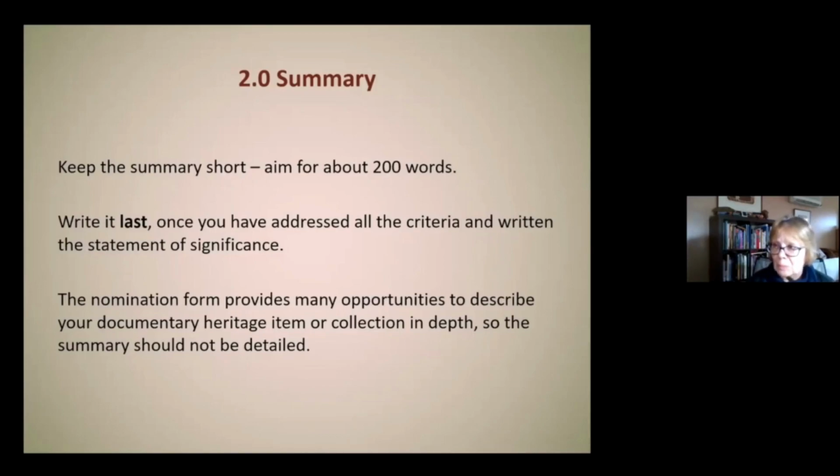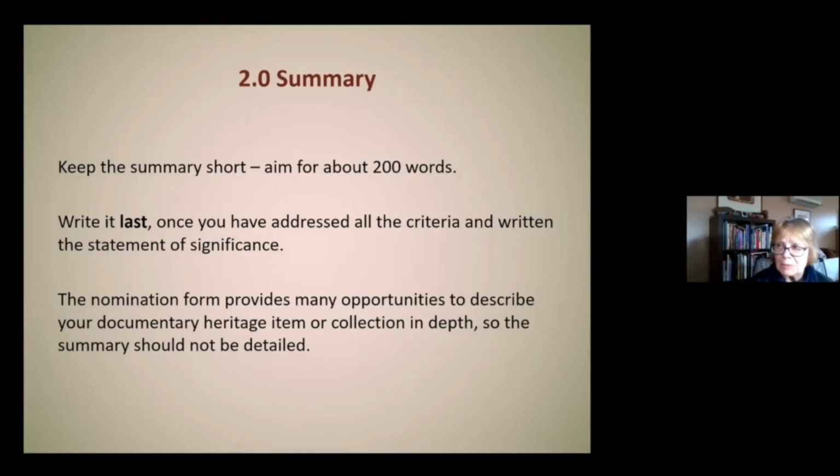We call this the shop window. This is where we put the most important things. You don't cram a shop window full of things that people can't differentiate. You always put just a few items you want people to look at. And in this case, we want you to look at the most important points about your nomination.